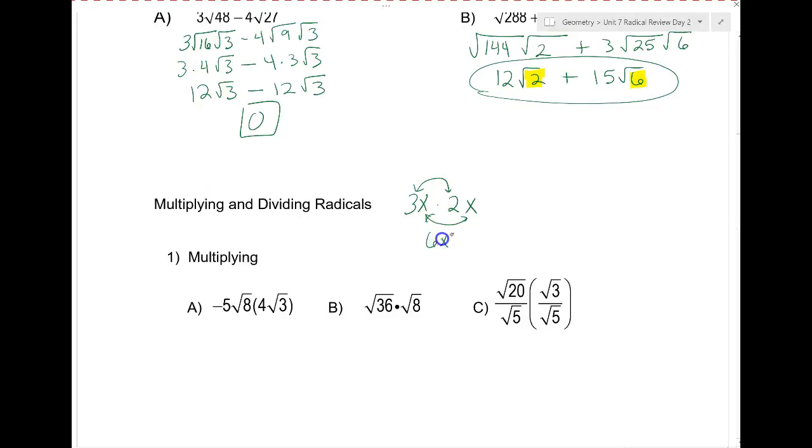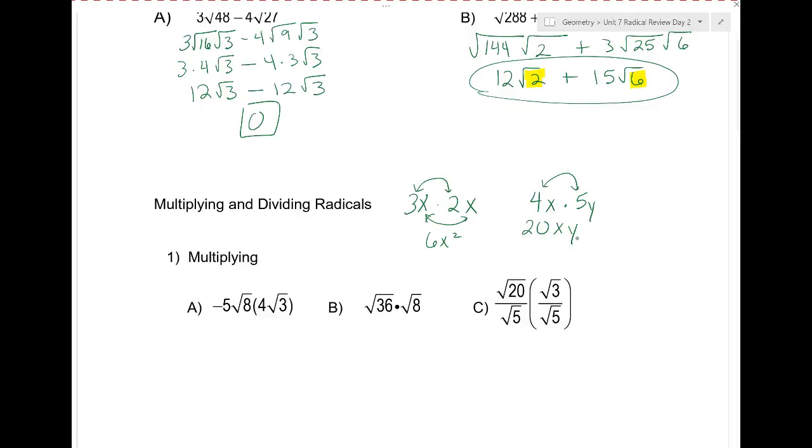But what if I had something like this? 4x times 5y. Well, how would we still multiply those two together? We'd still multiply the 4 and the 5, which is 20. But I can't multiply the x and the y, so I would just write x, y. So remember, we'll use some of those same techniques when we're working with multiplying square roots or radicals.